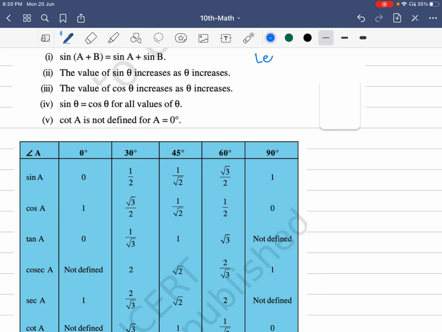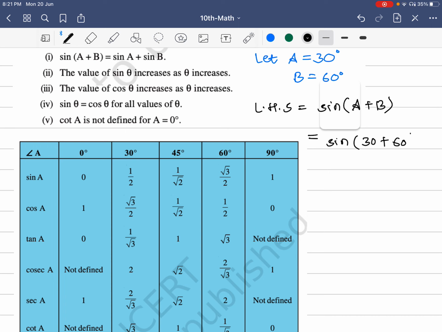Let's assume a is equal to 0 degree, and b is equal to... okay, let a be equal to 30 degree, and let b be equal to, let's say, 60 degree. Just a random example. Now what will be our left hand side? Left hand side will be equal to sine of a plus b. That is going to be equal to sine of 30 plus 60, because those are our values of a and b. That is equal to sine of 90 degree.